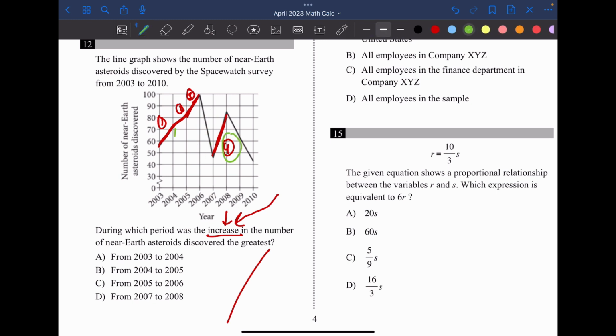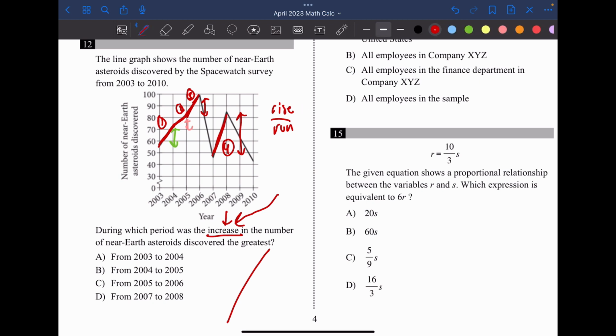Over here it only went up by about 2 blocks, and then I'm going to do it in pink, but then this was about 1 block, and then finally this was about 2 blocks again, but for number 4 this was about 4 blocks, so 4 has to be the greatest because it has the most rise involved, because rise over run is what we're looking for. So once again, if you have the most rise, it is the answer that we're looking for.